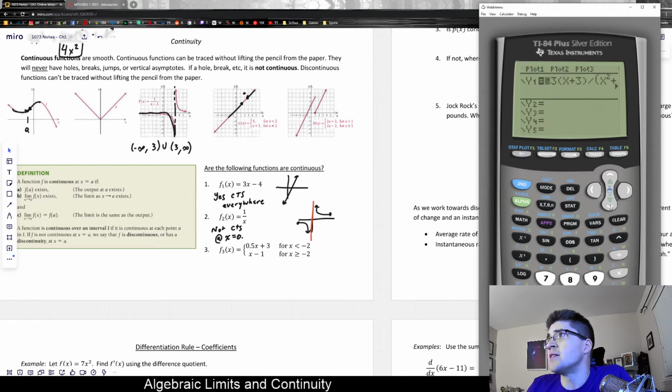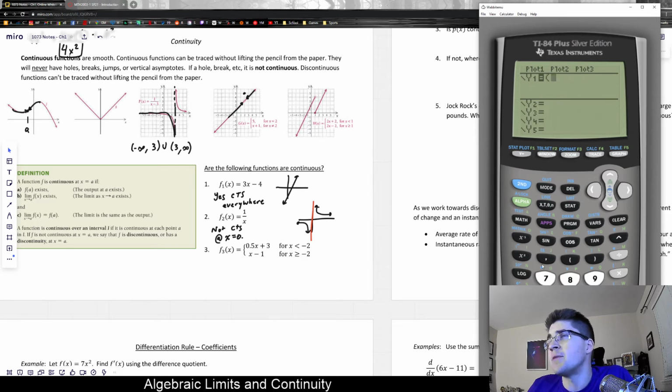So to graph a piecewise or any function, you can always go into the y equals menu to type in your equation. But with a piecewise function, we need to specify the intervals for the domain, because this part is only valid when x is less than -2, whereas the second part is only valid when x is greater than -2.